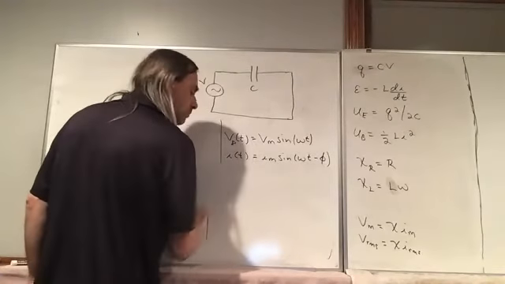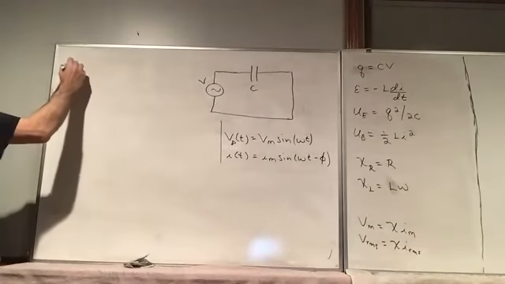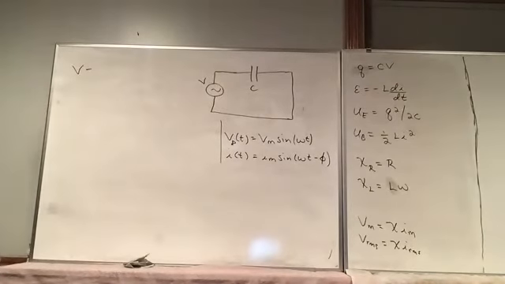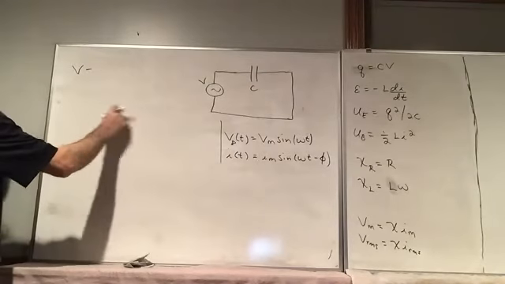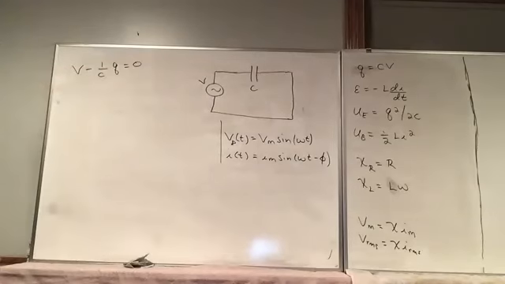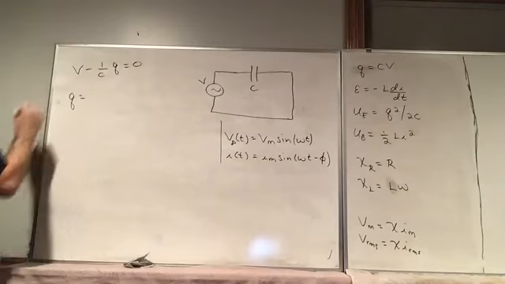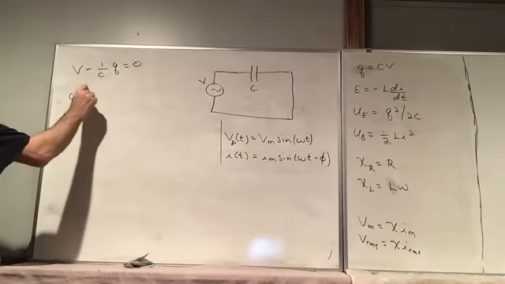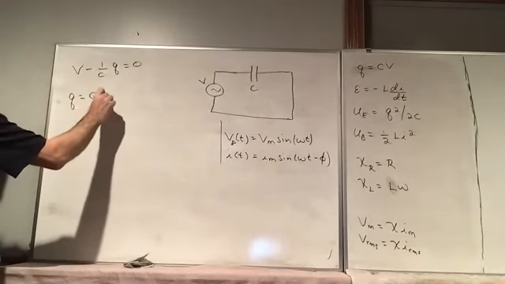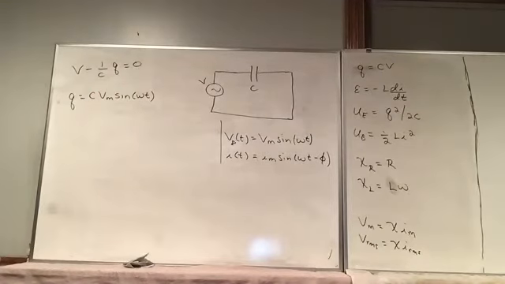All right, so apply our loop rule. We have V. Now for the capacitor, the voltage across the capacitor, and so to solve for the current, let's solve for Q. So Q would be C times the voltage, which is V max sine omega t.